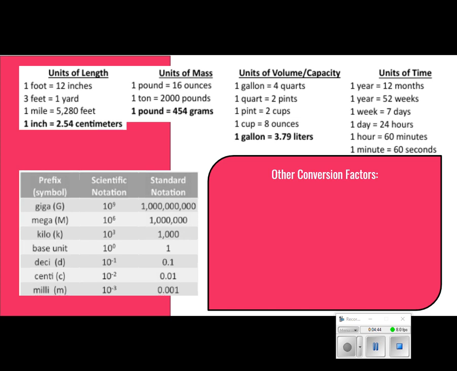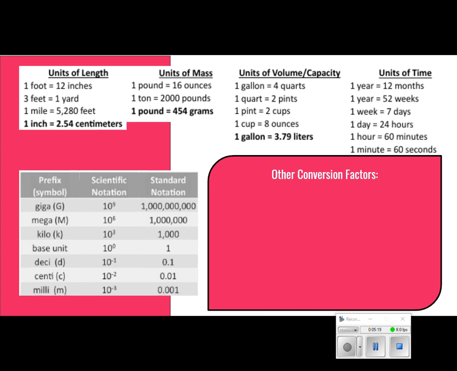We have things that are true up here. 1 foot is 12 inches, 3 feet is 1 yard, 1 mile is 5,280 feet. The imperial to metric conversion, 1 inch is 2.54 centimeters. Okay, so that allows you to cross over into going from centimeters to meters and things like that. A pound is 16 ounces, a ton is 2,000 pounds, a pound is 454 grams, 1 gallon is 4 quarts, and so on. So we're just looking at all of these different things that are true.